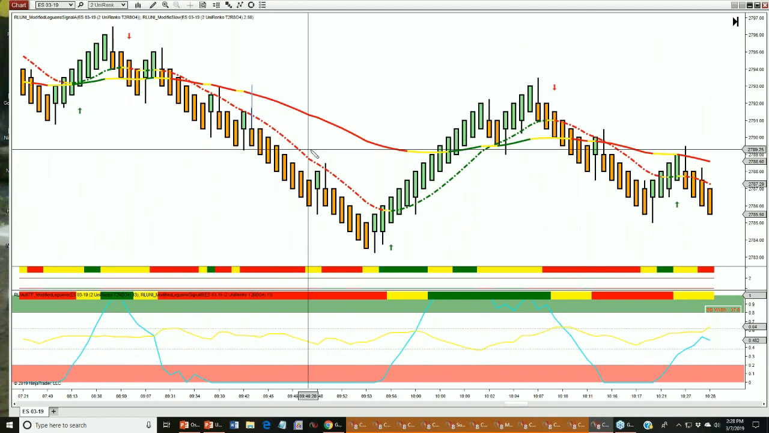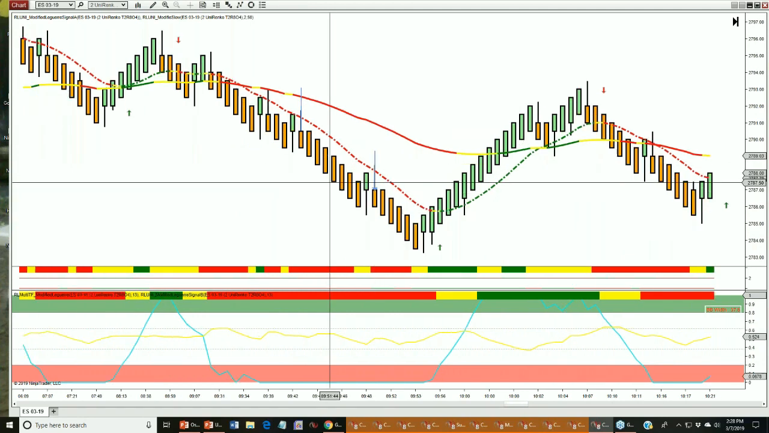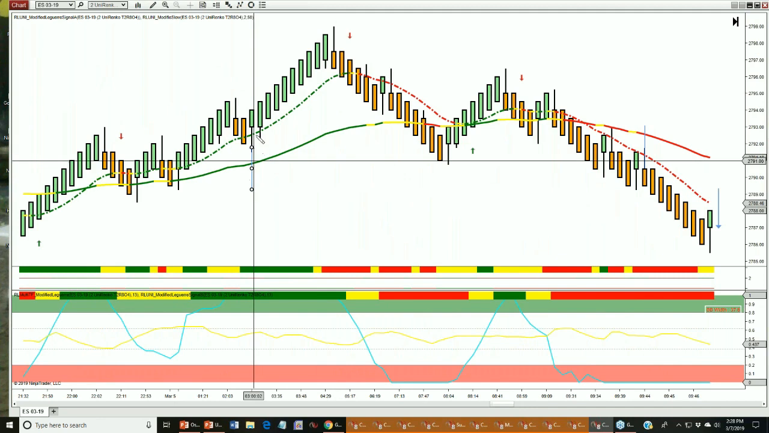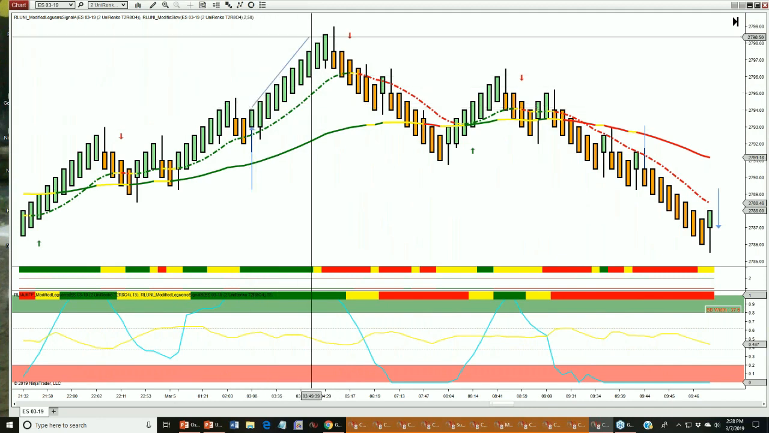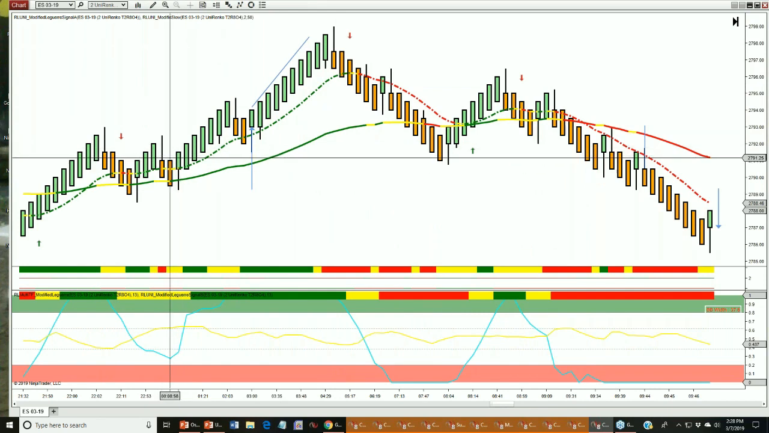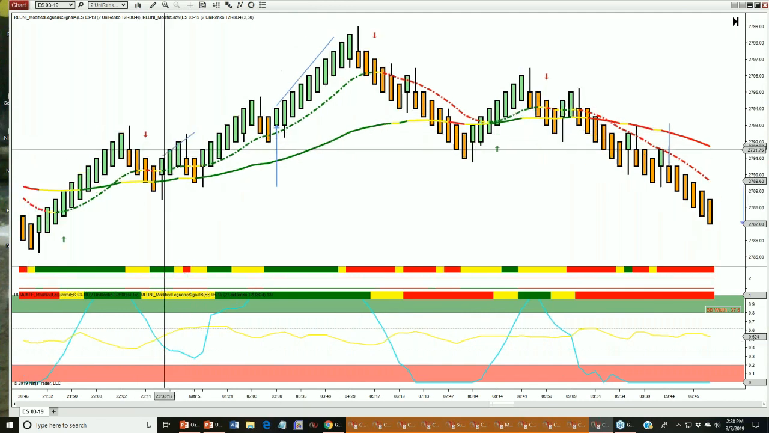Winner, winner. Long, winner. Now this one doesn't work. You don't have any trade here. And you don't have any trade here, and there's your loser that you sidestep.